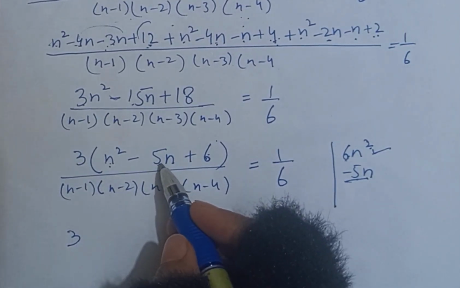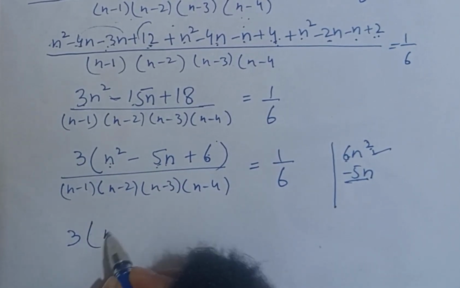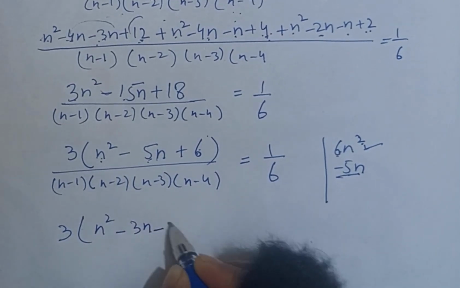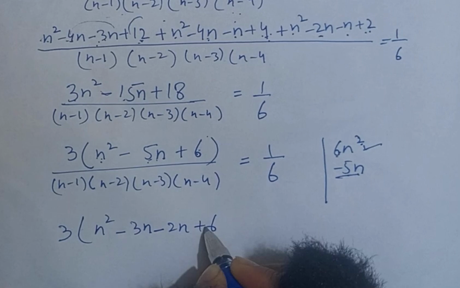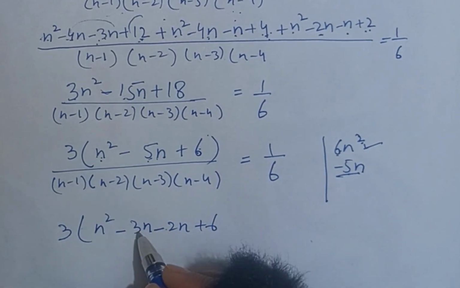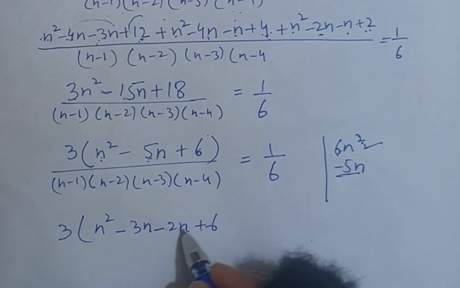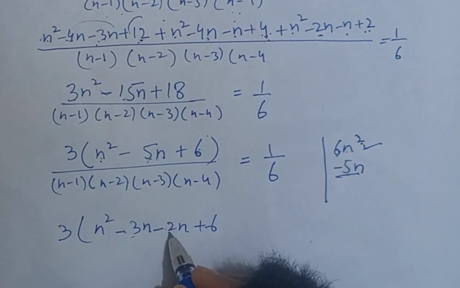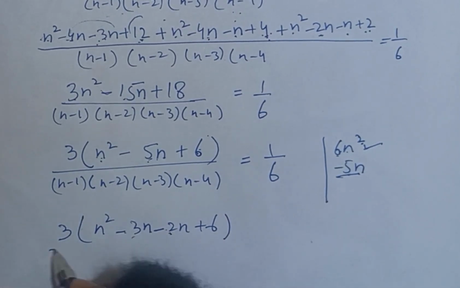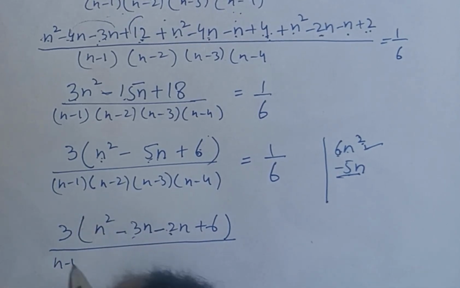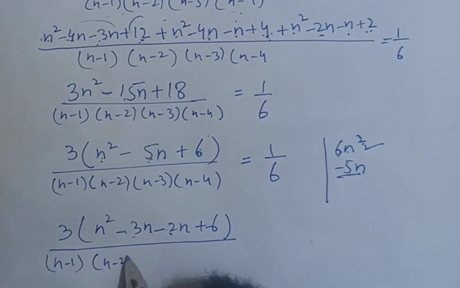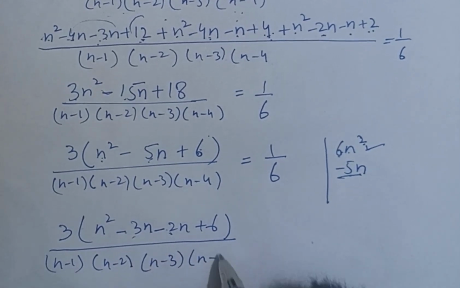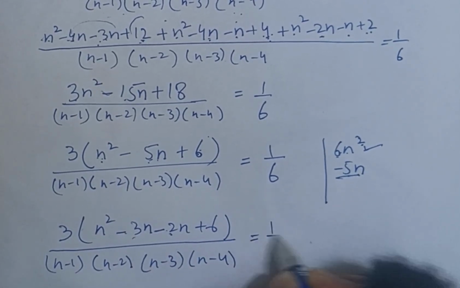So we can write minus 5n as minus 3n minus 2n plus 6. If we multiply 3n by 2n, we get 6n². And if we add these two numbers, we get minus 5n. So the denominator is (n minus 1)(n minus 2)(n minus 3)(n minus 4), and it is equal to 1 over 6.